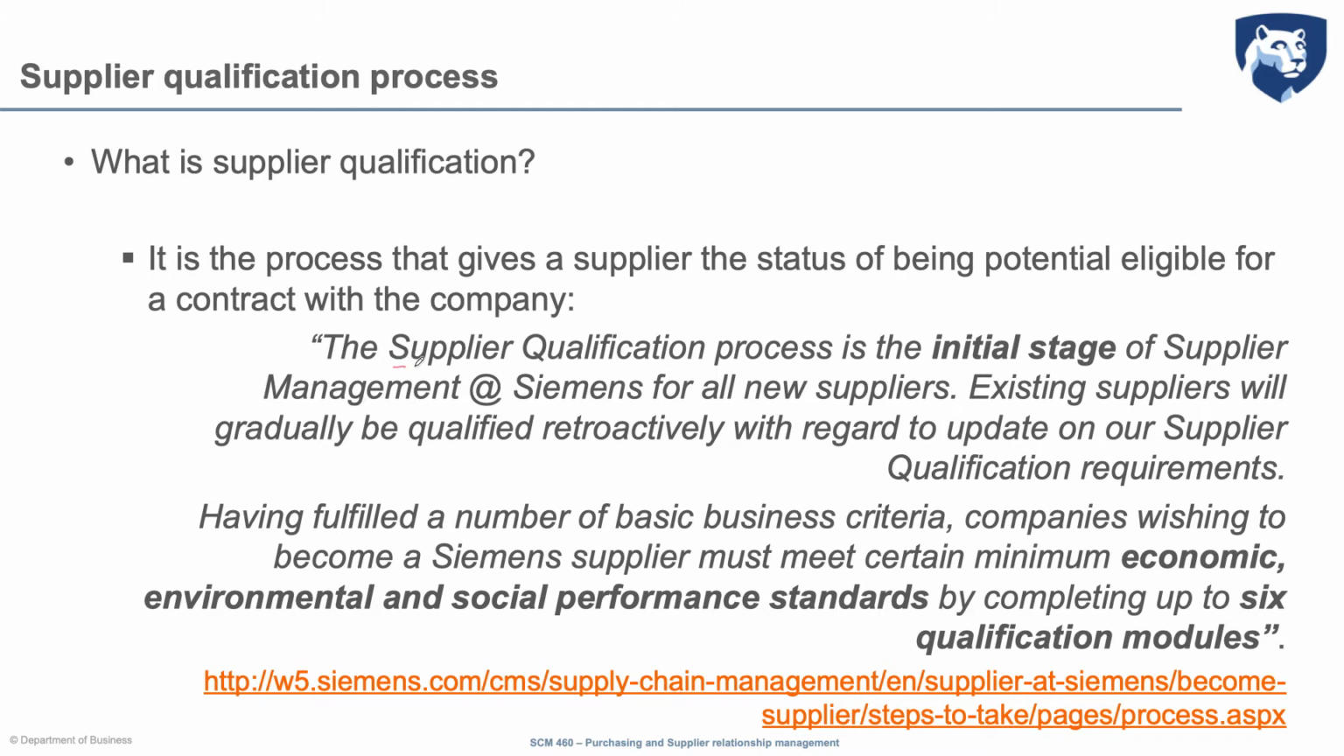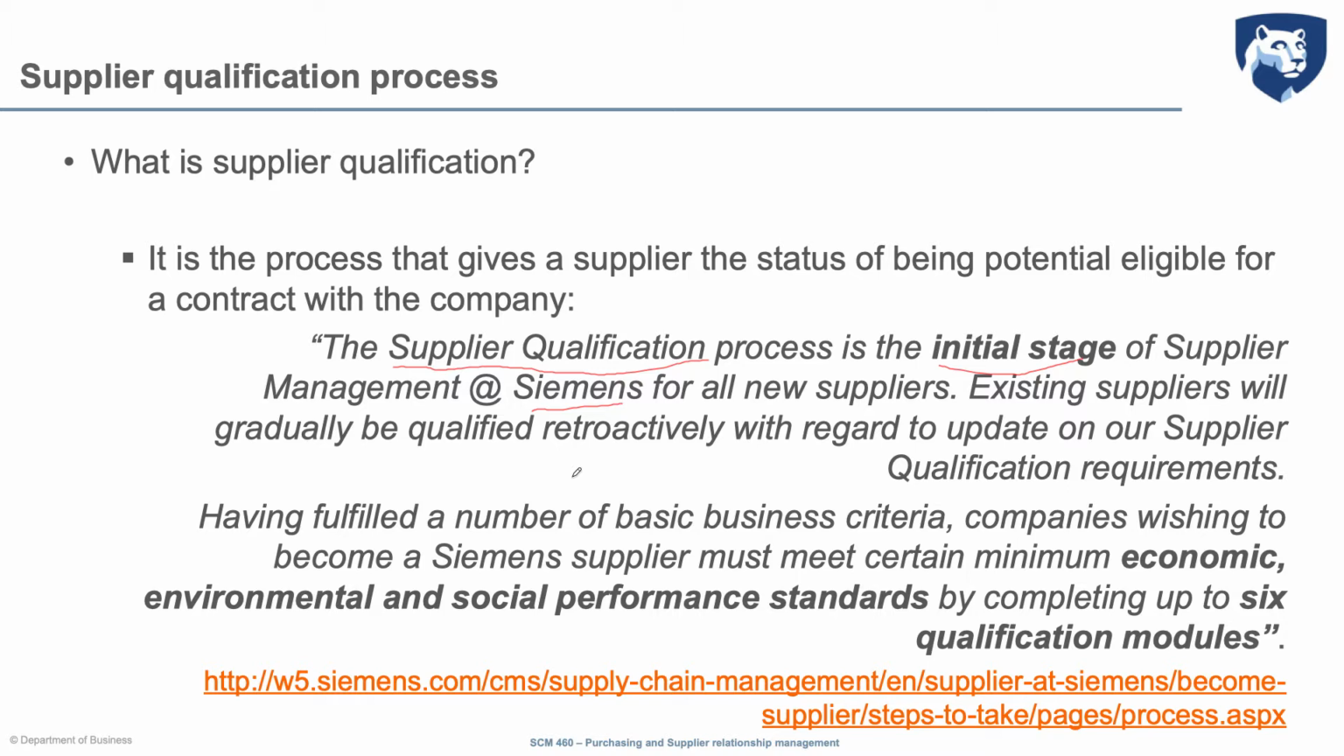So supplier qualification is not an isolated process, is not an isolated activity, is not a tool, but is the initial stage of a broader phase, which is supplier management. So supplier qualification is the first step that every supplier at Siemens needs to undertake. Not only new suppliers, but existing suppliers will be gradually qualified retroactively with regard to our supplier qualification requirements. So supplier qualification is not something that happens only for new suppliers.